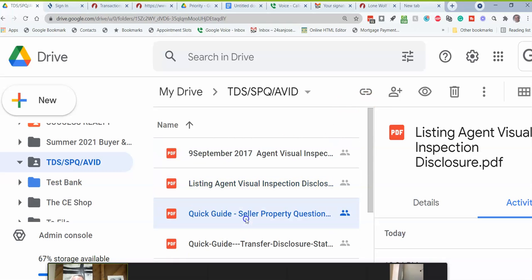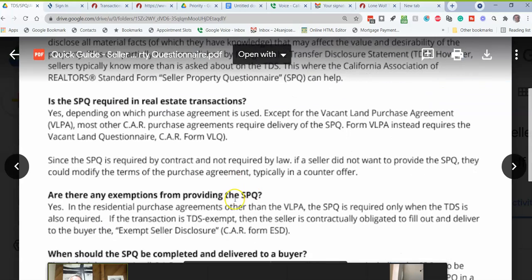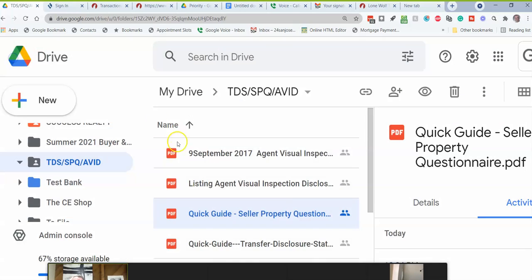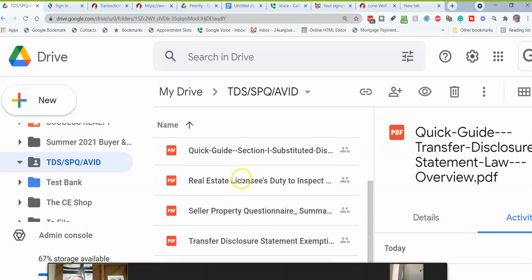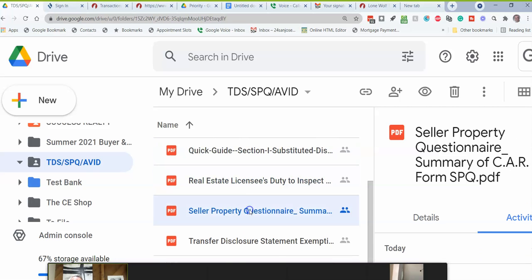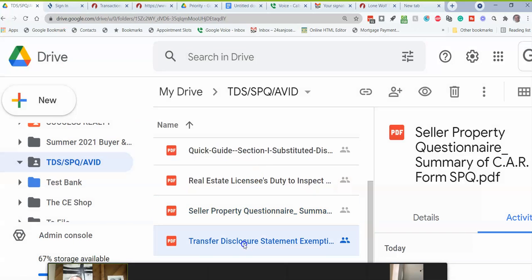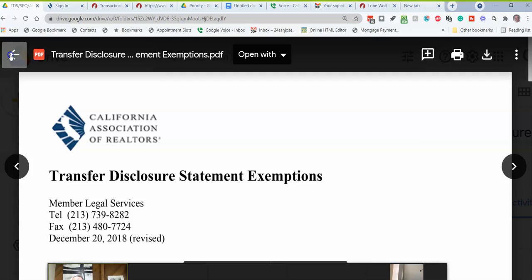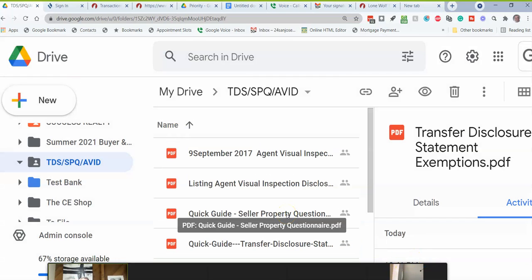All right. So I put in some guides. There's a quick guide on the seller property questionnaire, and basically it's required everywhere that the other one, the TDS, is. It's a summary. I've given you a little bit longer version for those of you that don't have a social life and want to read more about it. But if you're part of my group, I want to make sure you understand the process.